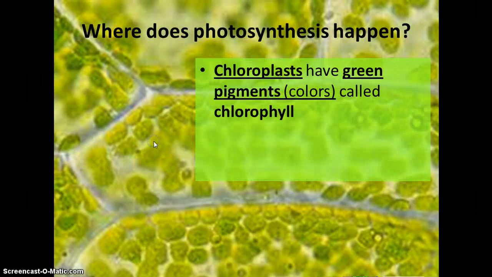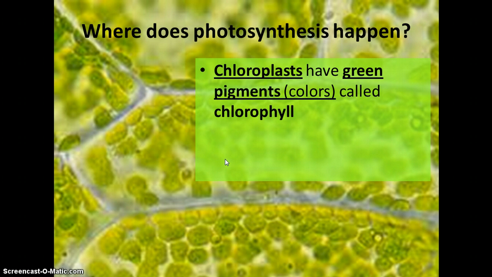Now, the chloroplasts are green because they have something called a pigment. A pigment is just a fancy scientific way of saying a color. The type of color or pigment that a chloroplast has is called chlorophyll. You'll notice that chloroplast and chlorophyll both have this chloro in it. So what do you think chloro might mean?